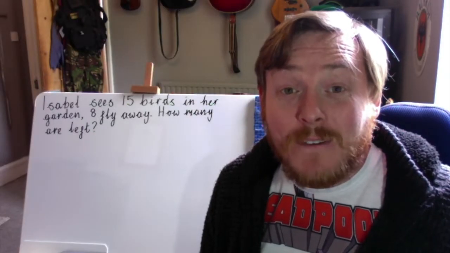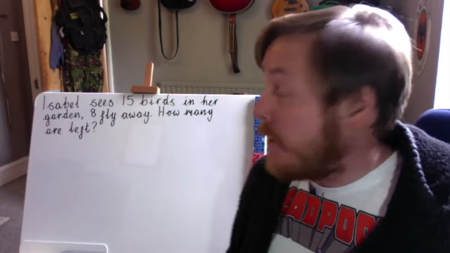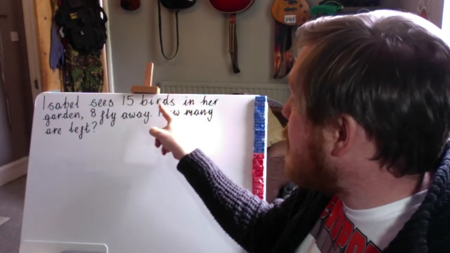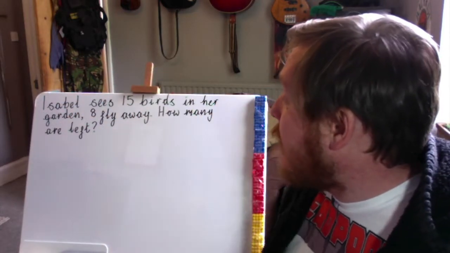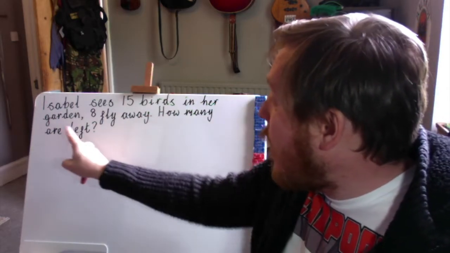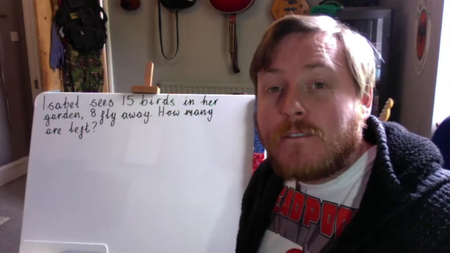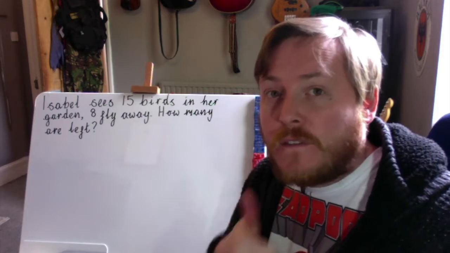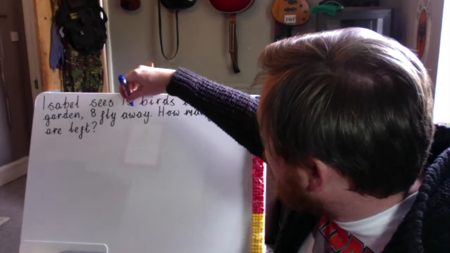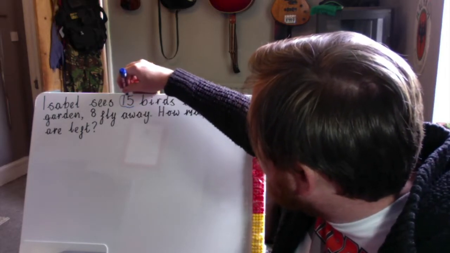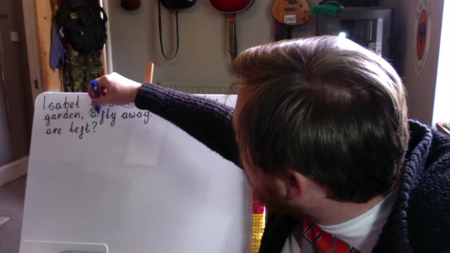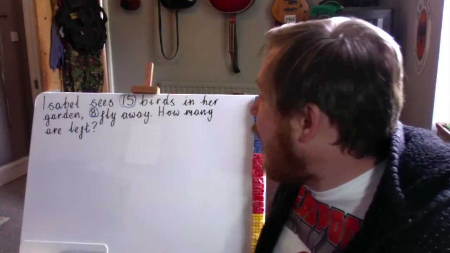So here we are to have a go at our last one. Let's read it again. Isabelle sees 15 birds in her garden. 8 fly away. How many are left? So can you remember that first step? Find the numbers. Let's do it. So I've got 15 and I've got an 8. Those are my numbers, 15 and 8.